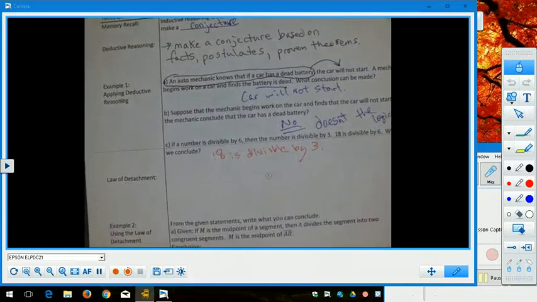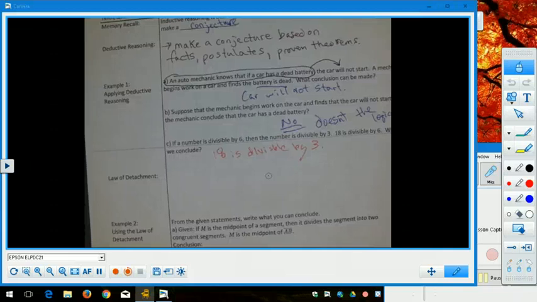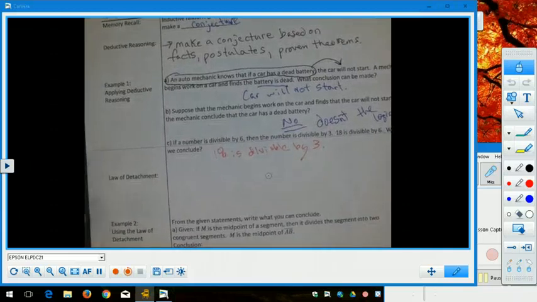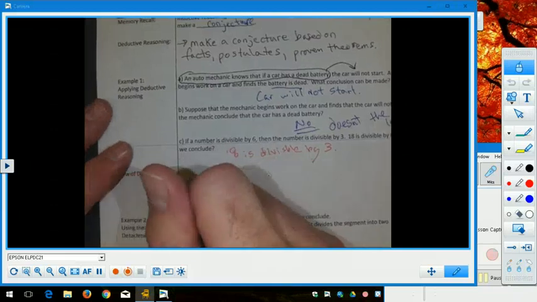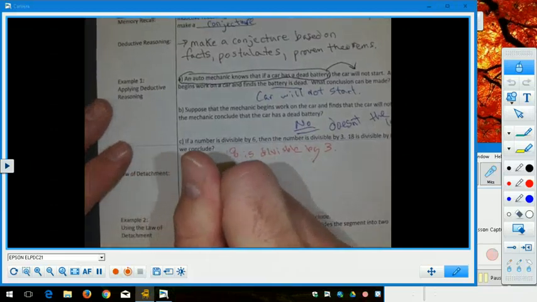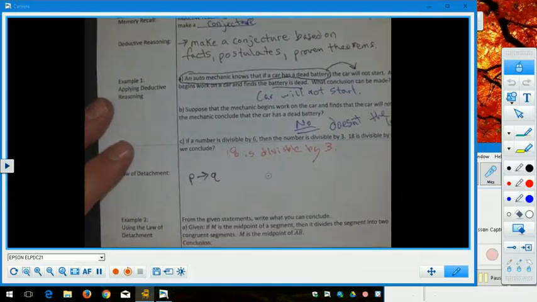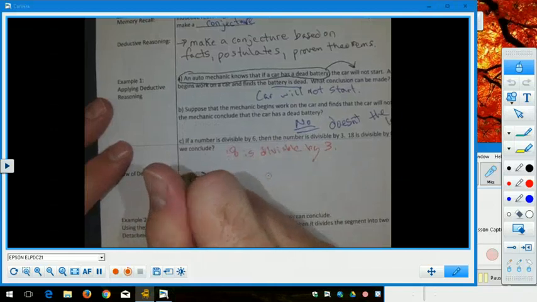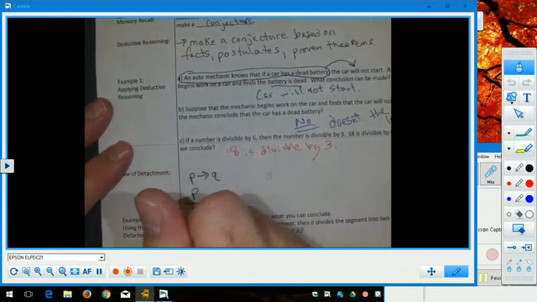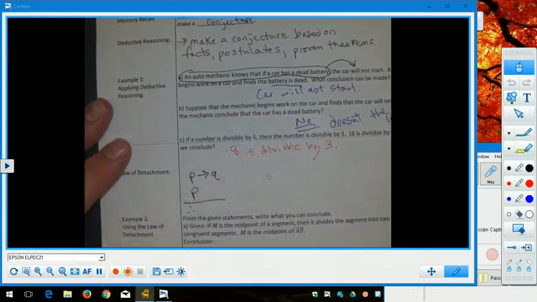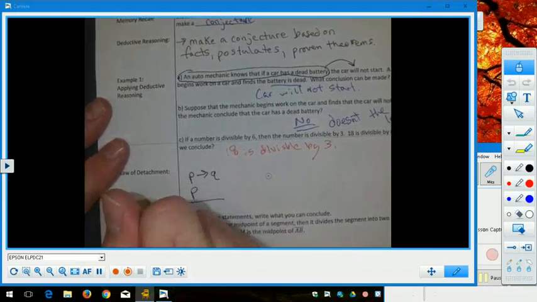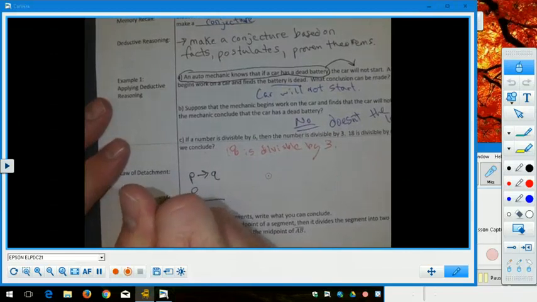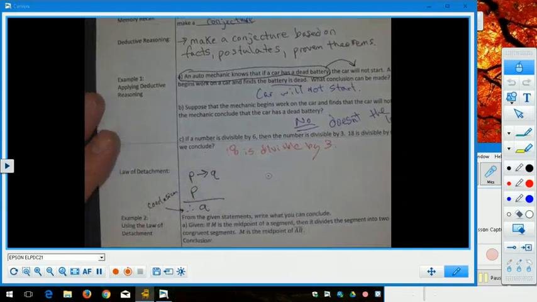But what we're talking about now is called the law of detachment. There are two laws that help us verify if something is valid logic. The law of detachment, I'm going to give you the symbolic notation first. If P, then Q. P happens. Conclusion, that's what those three dots mean. That means conclusion. Q happens.